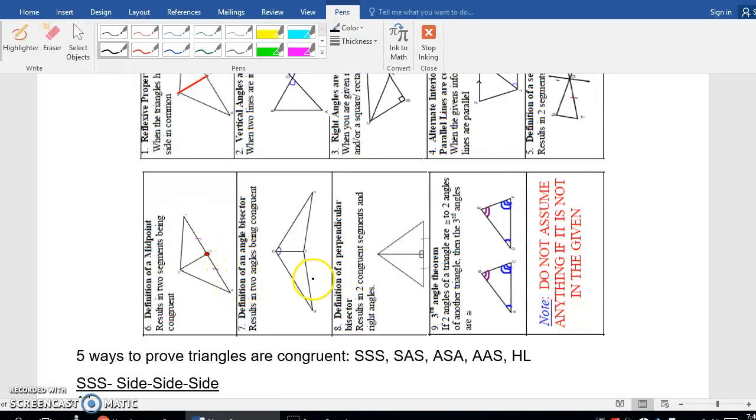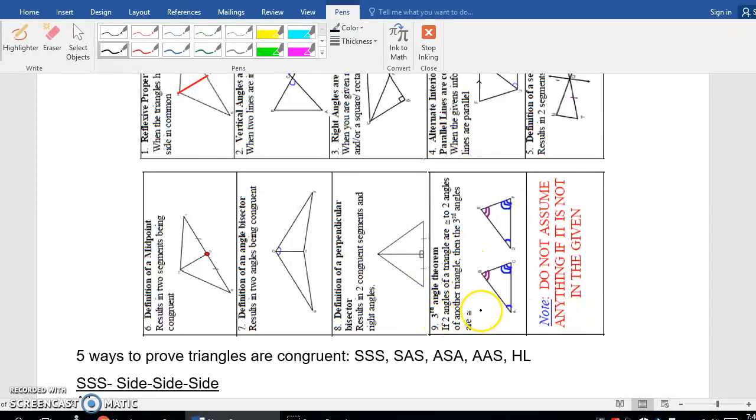Number 7, definition of an angle bisector. This results in two congruent angles. So if we have this angle bisector right here, we now know that this angle is congruent to that angle. Number 8, definition of perpendicular bisector. So it results in two congruent segments and right angles. So we know that it is a bisector of the segment and it is perpendicular, therefore both of the angles it creates are 90 degrees.